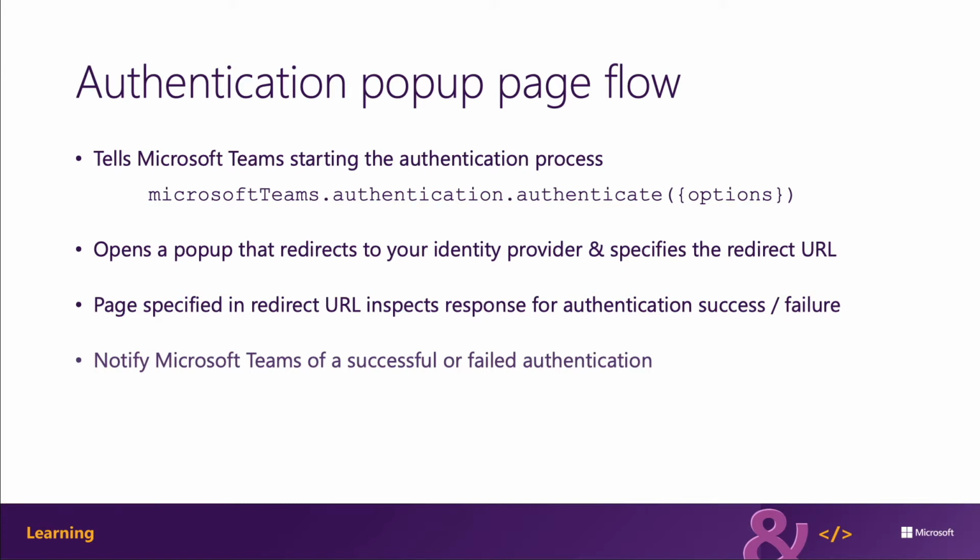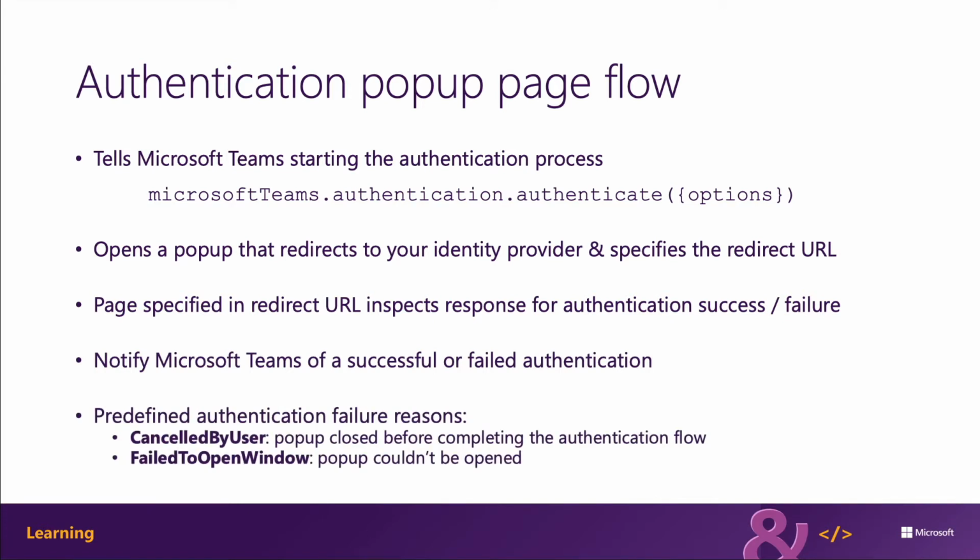completes. If the authentication process failed, Microsoft Teams reports back with the error. There are two predefined failure reasons that are specific to Microsoft Teams. Canceled by user is a reason that indicates that the user closed the pop-up window before they completed the authentication flow, while failed to open window is the reason that indicates that Microsoft Teams was unable to open the pop-up window. When Microsoft Teams runs in a browser, this error usually indicates that the window is blocked by the browser's pop-up blocker. You're also free to provide your own authentication failure reasons.